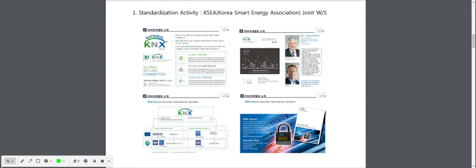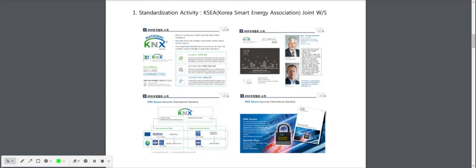KNX is a global standard, also supporting security for all kinds of buildings, with connected and open standard technology. Even though many people have heard about KNX, they don't know the details, so that's the reason I introduce the general things from the beginning. I also introduce the KNX Association: what they are, what they are doing, what their purpose is. On the left bottom side, I showed the international standard schemes, including ISO, IEC or ISO CEN standards, and which parts of the standards have already embedded KNX technology.